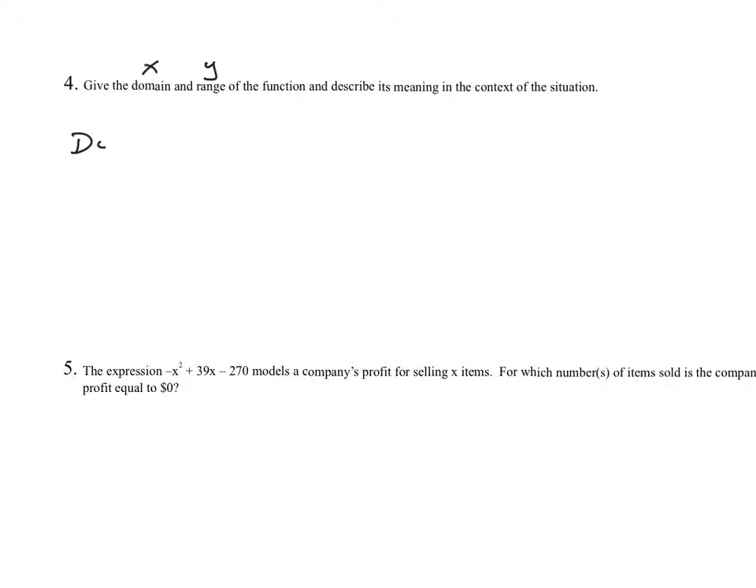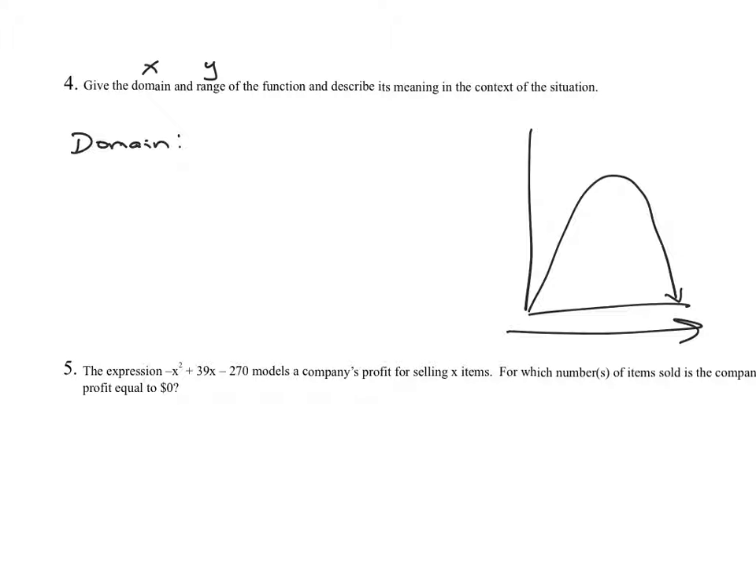Okay, so if we're thinking about domain and we're shooting an object or launching an object, then the domain is going to be this direction. We're not going to have a negative direction because we can't go back in time. Because remember, this is time and this is height. So since we can't go back in time, we're not going to have negative. So we're going to start at 0.